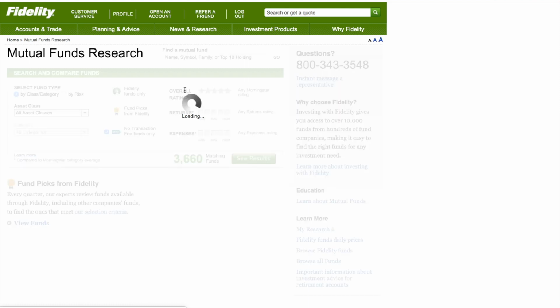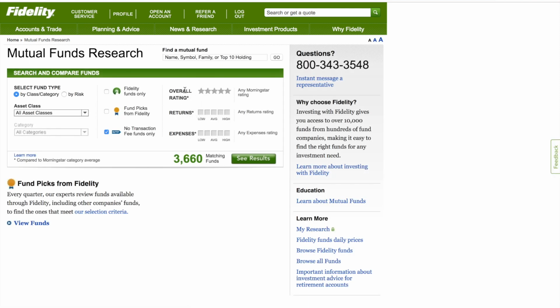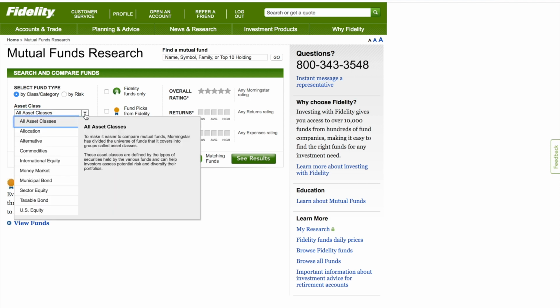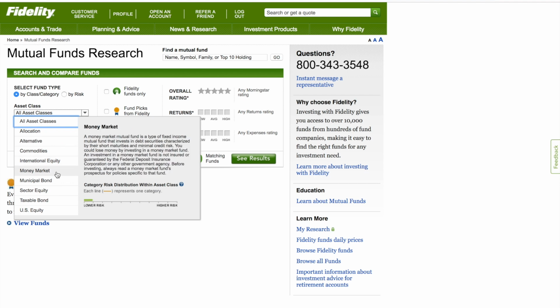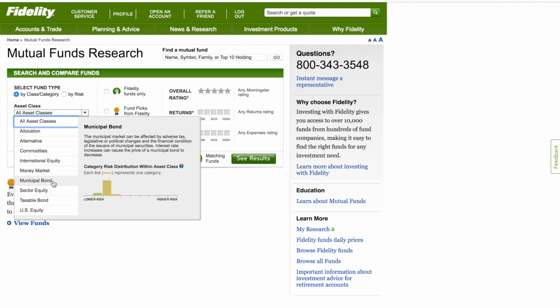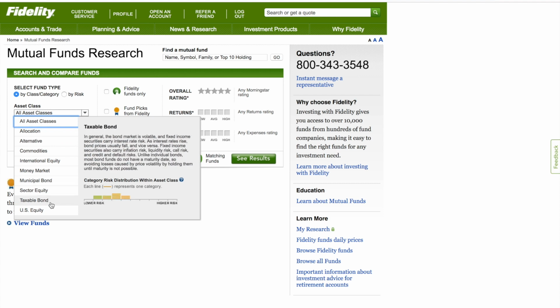me to a place where there is a template where you can basically filter what type of mutual funds you want to purchase. So if we look over to the asset class, there's a variety of different mutual funds you can search for. You can search for asset allocation mutual funds, alternative mutual funds, commodities, international equity such as international stocks, money market accounts, municipal bonds, sector equity, and taxable bond and U.S.